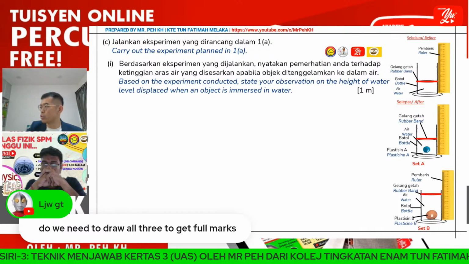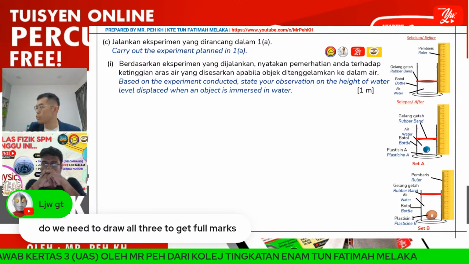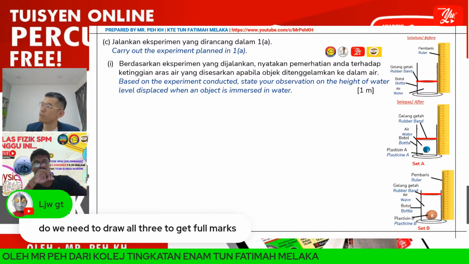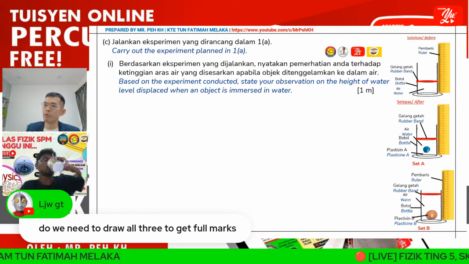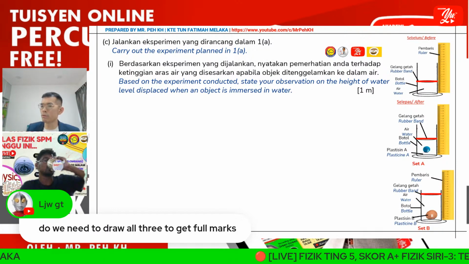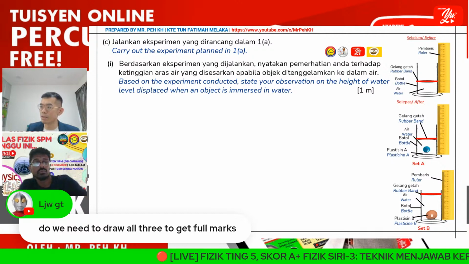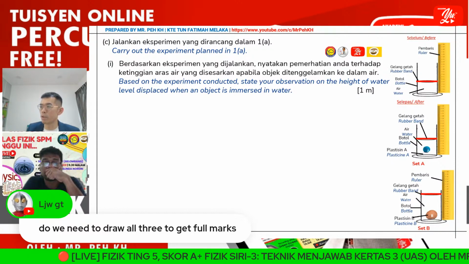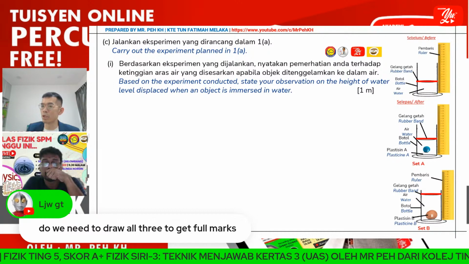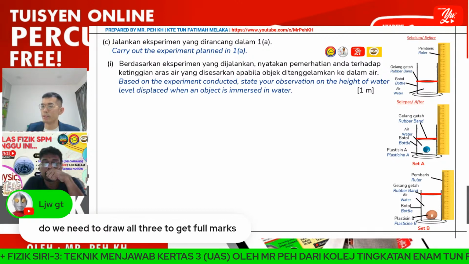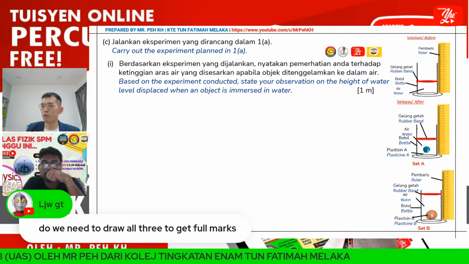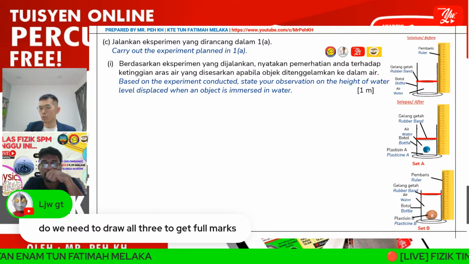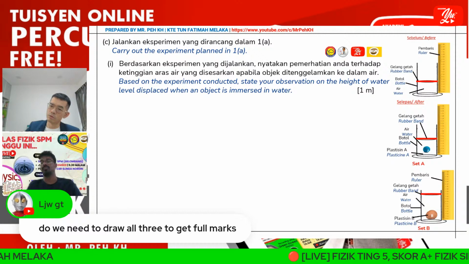Okay, here we have one question from a student, LJW: do we need to draw all three to get full marks? What do you mean by all three? You mean the before and after, is it? If we follow the scheme from Malacca trial 2022, the scheme does not ask you to draw the before. Just give the answer for after, where you need to draw the set A and B.